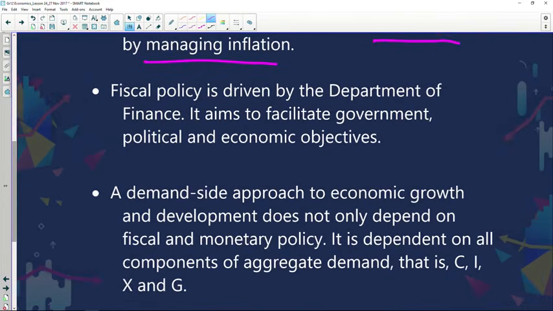And then in terms of fiscal policy. So fiscal policy is driven by the Department of Finance. It aims to facilitate government, political and economic objectives. So you've got the finance department. Obviously, you have a minister of finance who's appointed to lead that department, and then he will have several structures underneath him that would assist him in achieving government objectives, but also political objectives, including economic objectives. So it's quite a broad department that looks at these three structures that need to be supported.